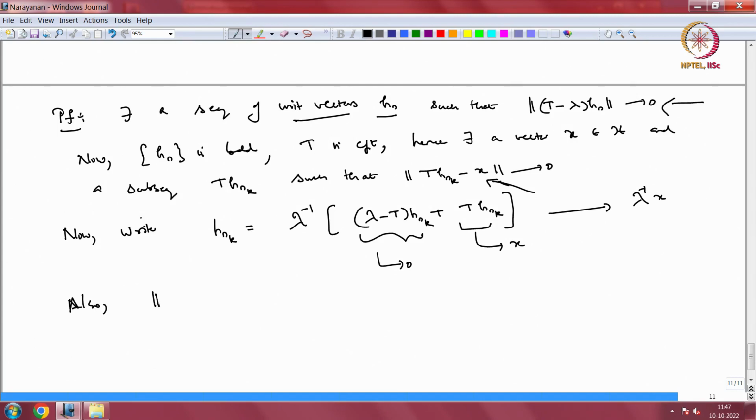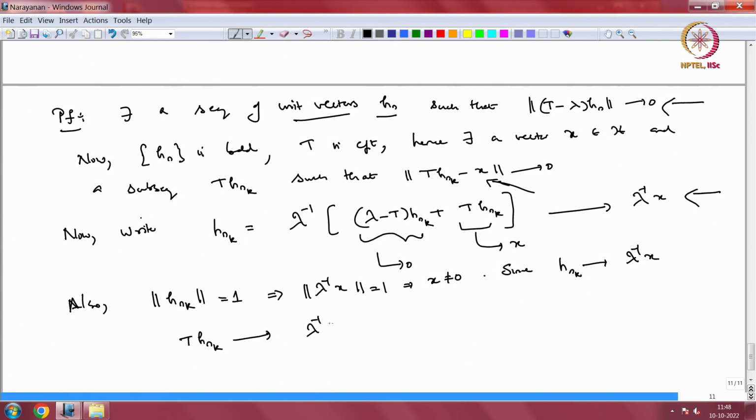Now also, norm Hn k equal to 1 implies lambda inverse x also has norm 1, which implies x is non-zero, right. I want to say x is the eigenvector, so I do not want it to be 0, right. All right, since Hn k converges to lambda inverse x, that is what we have in this step, T Hn k, where will it go? It will go to lambda inverse times Tx.